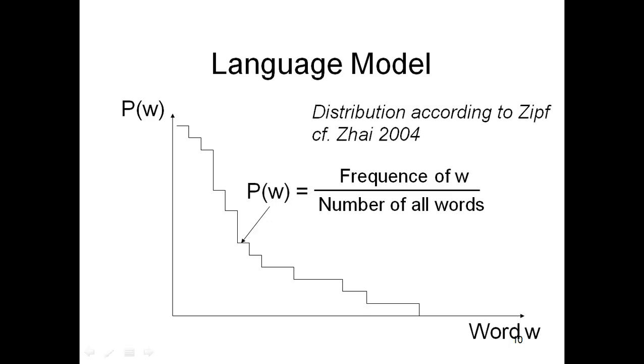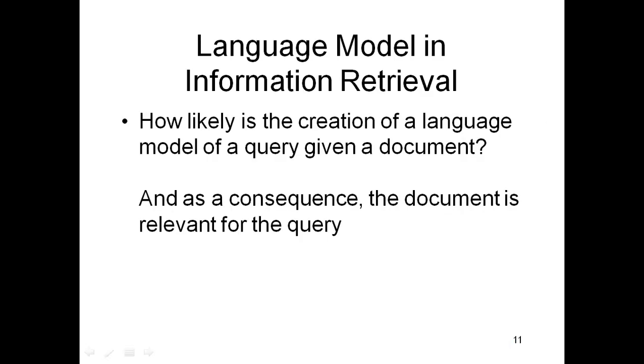And this can basically be seen as a step function. We have a number one most frequent word, second frequent word, and so forth. The steps are not as steep as they should be, of course, but for illustration. And we can have a simple probability, the frequency of a word divided by the number of all words. That's the probability that this word occurs somewhere. Okay? Nothing new so far. Everybody can still follow.